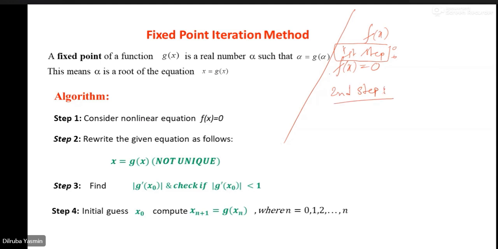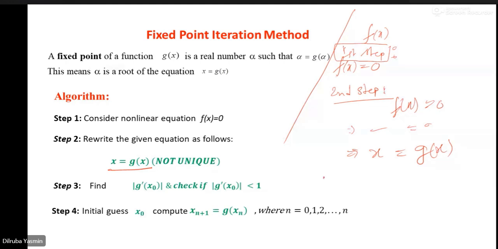From this equation, you have to make it in x equal to z of x format. So from f of x equal to 0, you have to make x equal to z of x format. So how do we make it? I will show you. Don't worry at all.